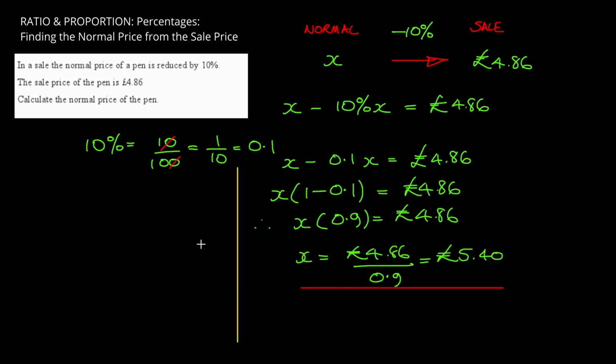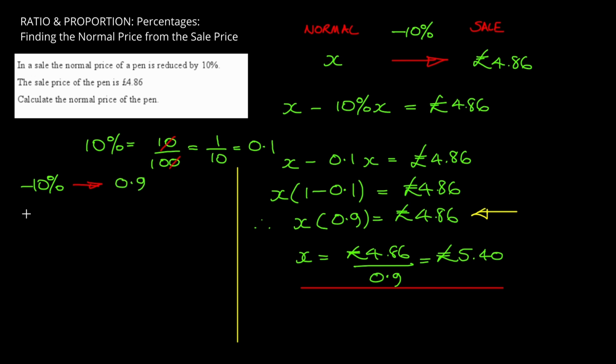So what was this trick I was referring to? Well, the trick is to really jump down to this line here straight away. X multiplied by 0.9 equals £4.86. So let's have a look at some percentages and find out what this 0.9 number becomes. So we've got already that negative 10%, that is a 10% off, creates a multiplication number of 0.9.